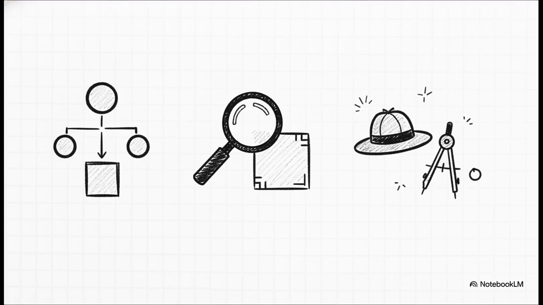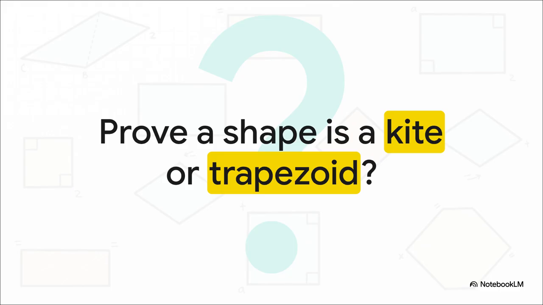I am going to leave you with this final, somewhat provocative thought to ponder. Stepping outside of the parallelogram family entirely, if you apply these exact same detective rules to other polygons, like kites or trapezoids, what specific markings would you look for to prove their identity? Think about what sufficient tests might exist for them. It's a great puzzle to solve.